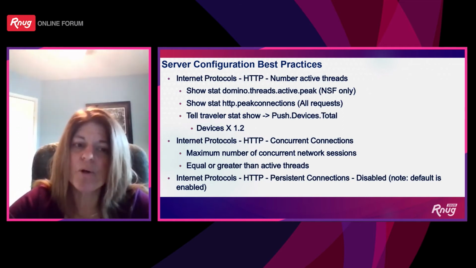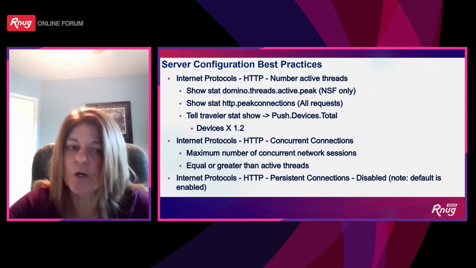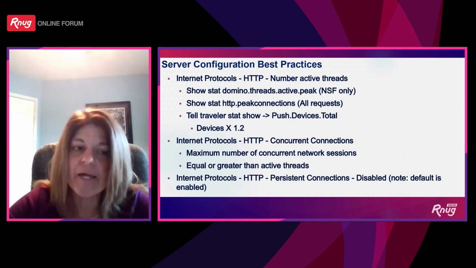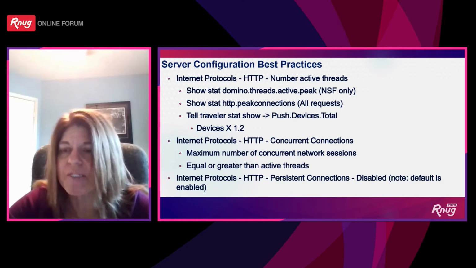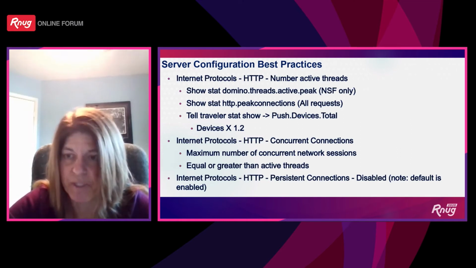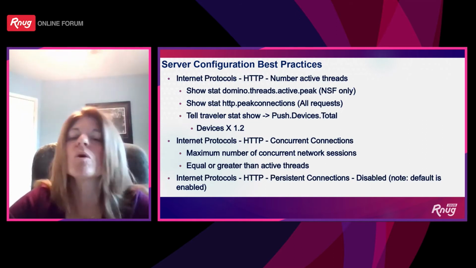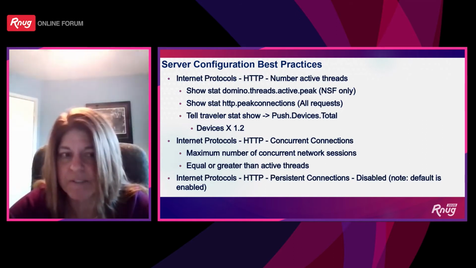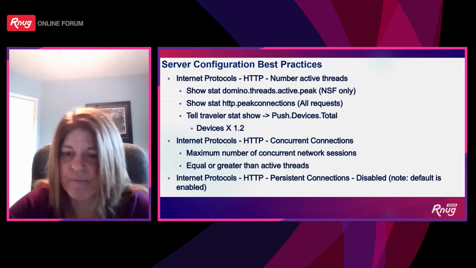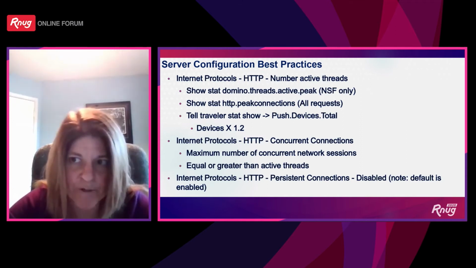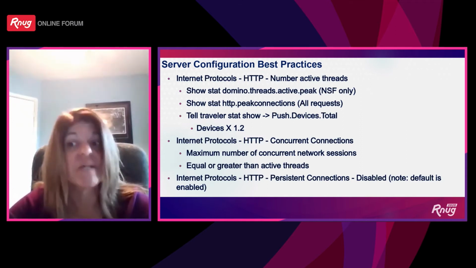Also in the Internet Protocols tab is a field called concurrent connections. And that is the number of maximum concurrent sessions that can be happening through HTTP. You want to set that value to either the same or slightly greater than active threads. And then finally, persistent connections. You want to ensure that you set that to a disabled value because by default, it's enabled.